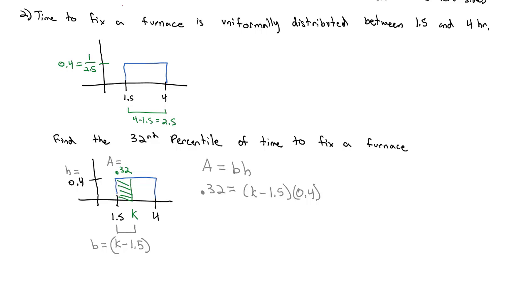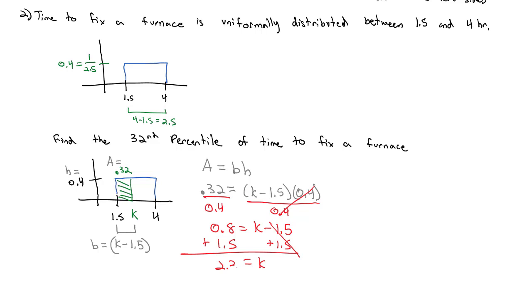Now this is just an algebra problem that we can solve. There's a couple ways to solve it. I always prefer to just divide off the 0.4 from both sides. And when I do that, we end up with 0.8 equals k minus 1.5. Now we can add the 1.5 to both sides. And we end up with k is equal to 2.3. In other words, our answer is 2.3 hours. We know that 32% of furnaces are fixed in less than 2.3 hours. 2.3 hours is the 32nd percentile.